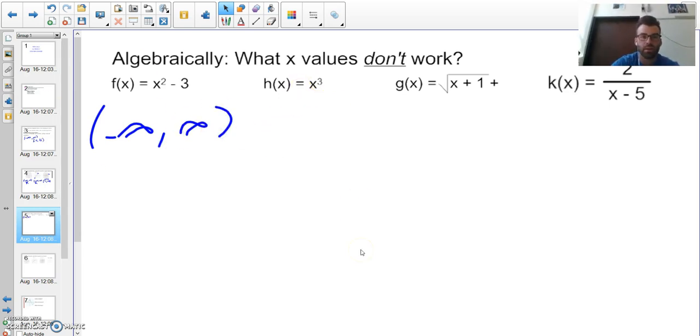All right. With the cubic, same thing. I can multiply a number by itself 3 times, no matter how big or small that number is, no matter how negative or if it's positive. So that's going to be negative infinity to infinity as well.